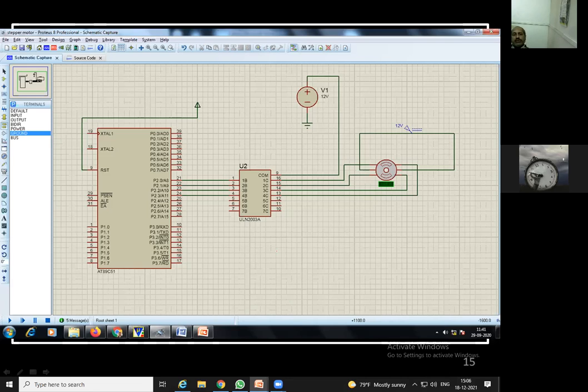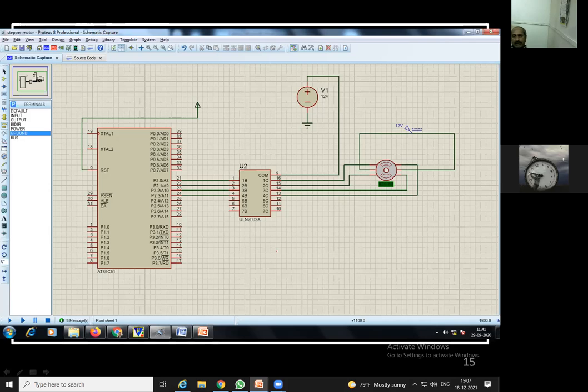So at the time of the practical, we will come to know how these connections or the pin numbers are made. As you can see in this Proteus diagram, port 2 is used as an output for the connection of the stepper motor. For the stepper motor, the ULN2003 is used as a driver IC.